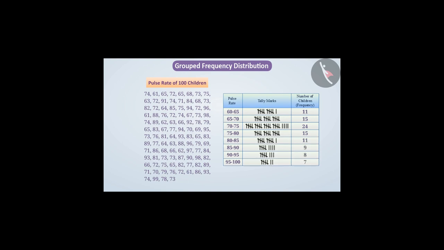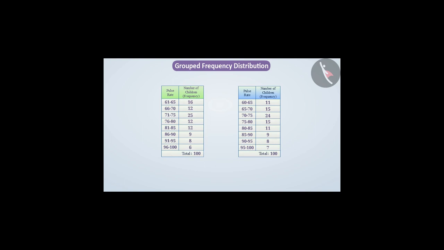Similarly, we will group all the numbers. In this way, we will also get a grouped frequency distribution table here. Let's compare the first table with this table. Do you see any difference between the two? Think. Let us tell. None of the two classes in this table have an overlapping lower class limit or upper class limit. That means that classes are not overlapping.